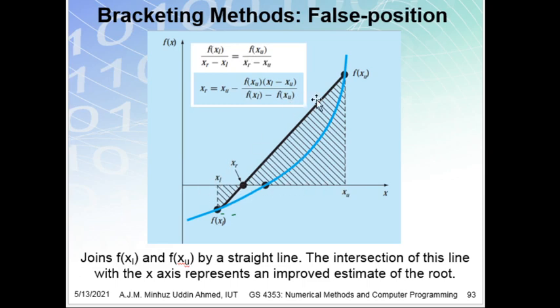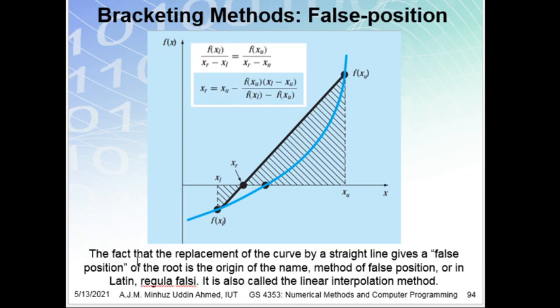So from these two we can derive another equation, from which xr can be determined using this particular equation that we have derived here. And this will be our new guess. Instead of (xl + xu)/2, which is what we did in the bisection method, in this case we will be calculating xr using this particular equation.